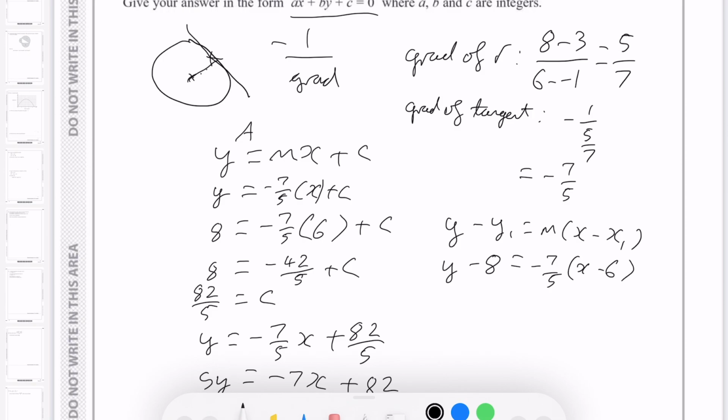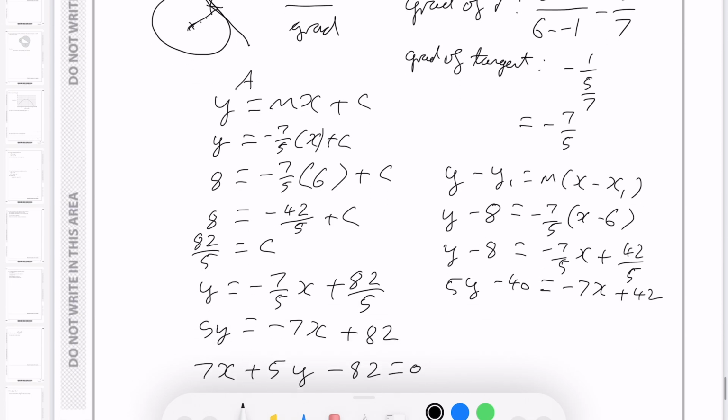So then, same as before, we can expand this out. Now, the easiest way to expand this is probably by actually multiplying by the 5 first. It doesn't actually matter, just to get rid of the fraction. We'll expand the bracket and then multiply by the 5. So y minus 8 is minus 7/5 x plus 42 over 5. And then we can say times everything by 5. 5y minus 40 equals minus 7x plus 42.